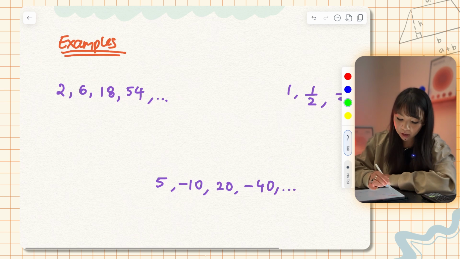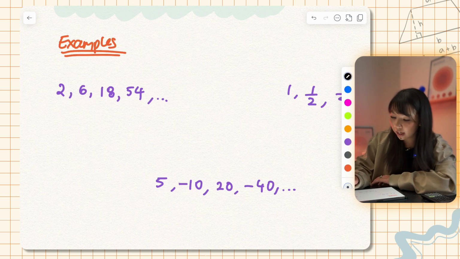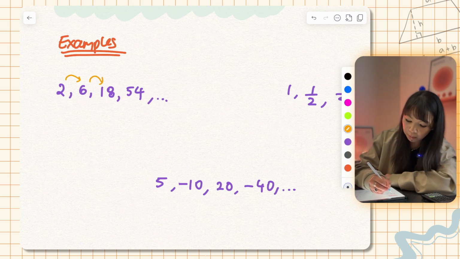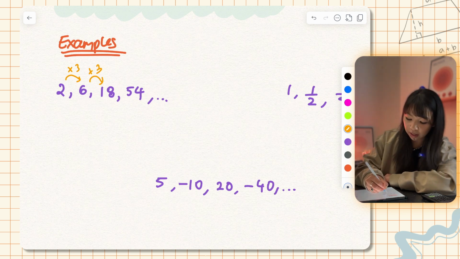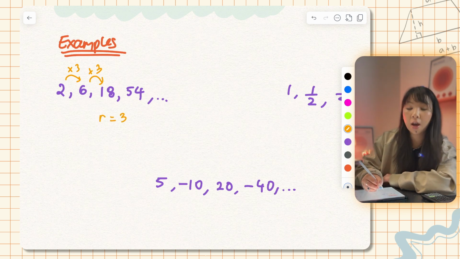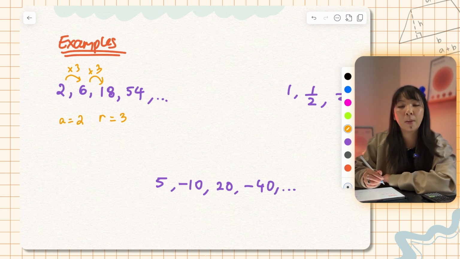Let's look at the first one. If the first term is 2 and I go to 6, then 18, and then 54, you can see that every single time I'm multiplying by 3. Now the name we denote for that value is the common ratio. So our little r is equal to 3, and we still use little a to represent the first term.